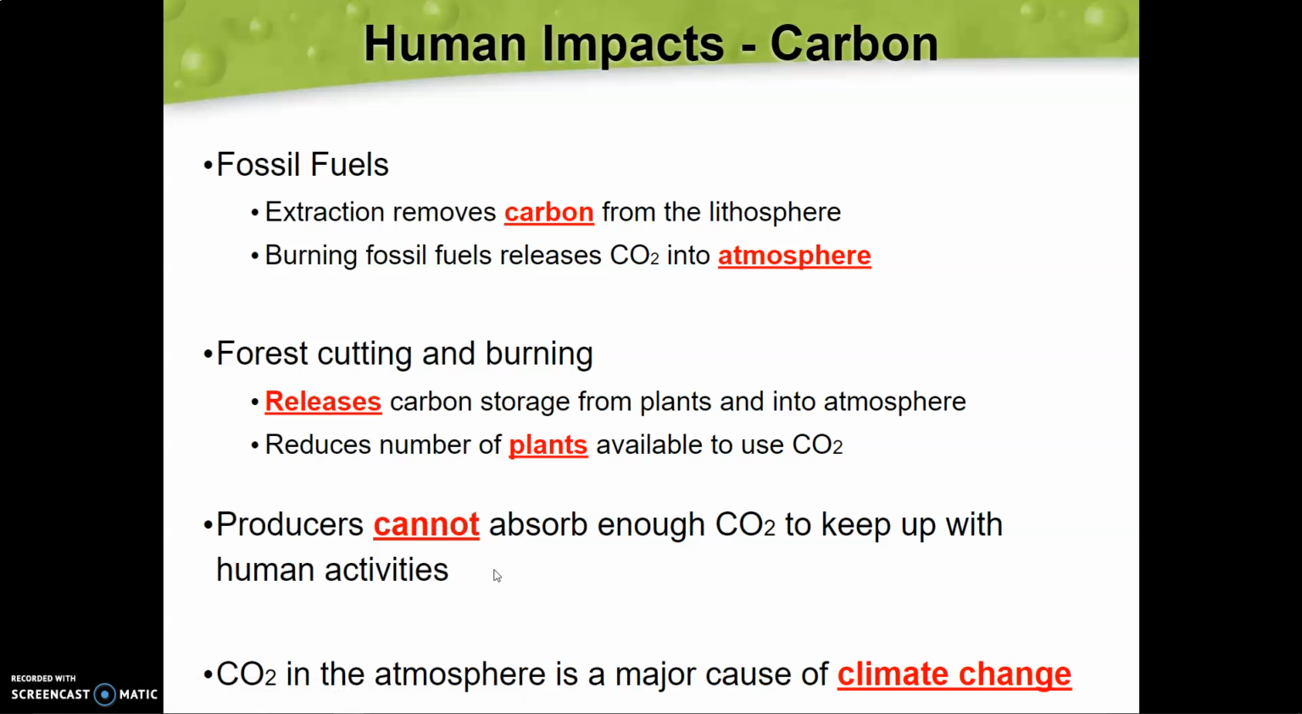Okay, so it's like a combination effect. We are producing more. If we're taking out plants or taking away plants, we just don't have enough and they can't keep up. And then carbon dioxide in the atmosphere is a major cause of climate change. Okay, so we're going to talk about climate change this class also, but that's a big picture idea.